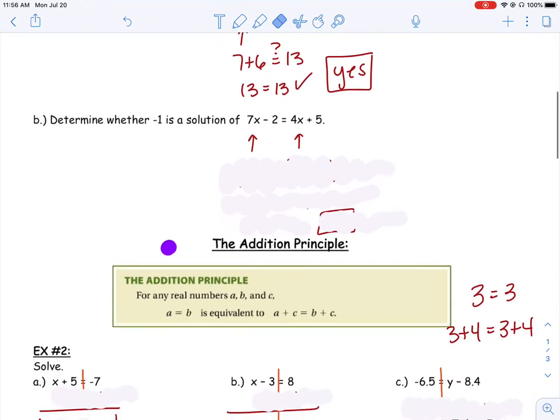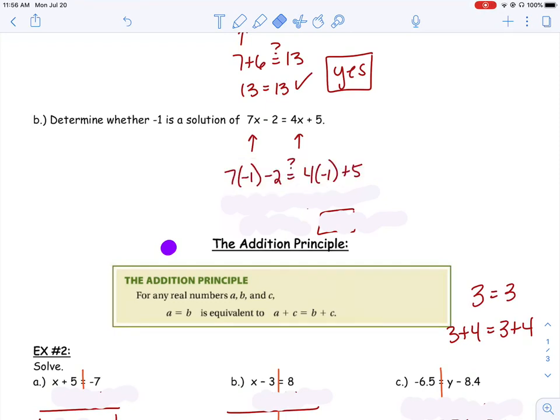All right, look at B. Determine whether -1 is a solution to the equation 7x minus 2 equals 4x plus 5. Now in this equation, I notice that there's two variables. There's two x's in my problem. We want to take those x's, plug in -1 for both, and see if the left side still equals the right side. So let's rewrite the equation, plugging in -1 wherever we see the variable.